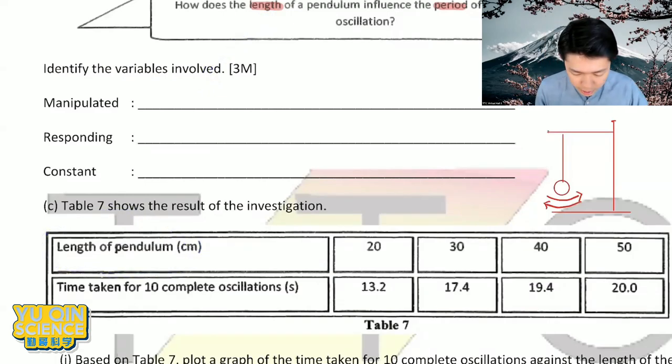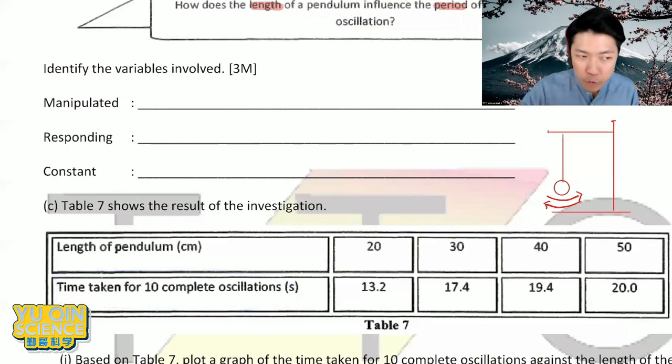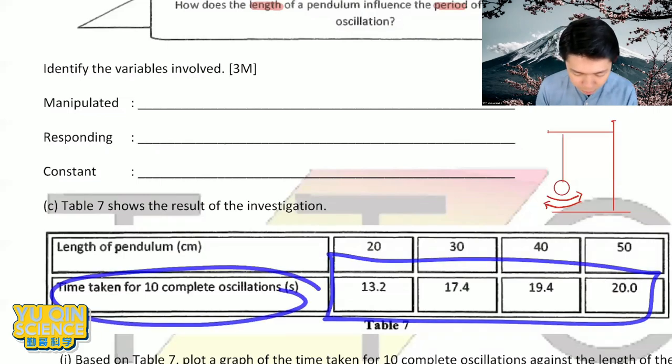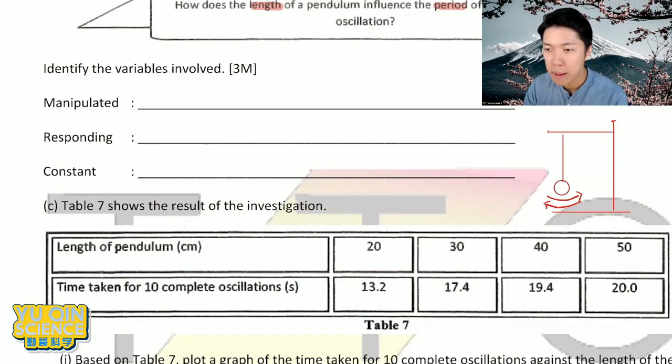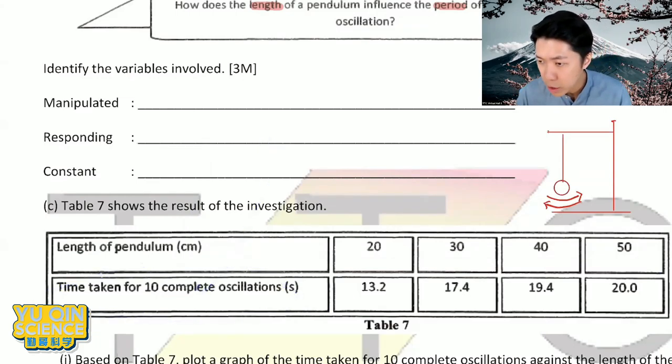So, time taken for 10 oscillation. That means to finish 10 oscillation, that will be your responding variable. Responding variable, ladies and gentlemen. Okay, all good.